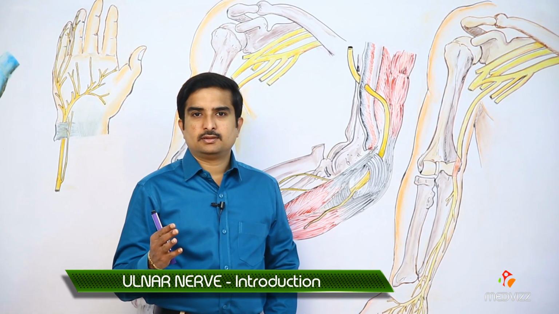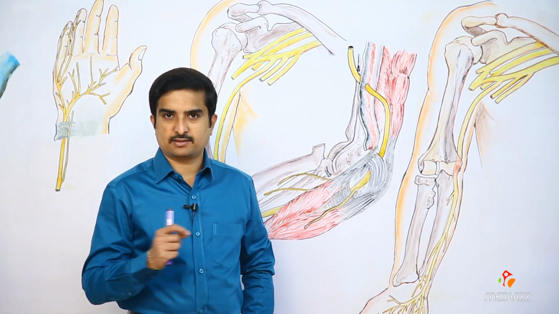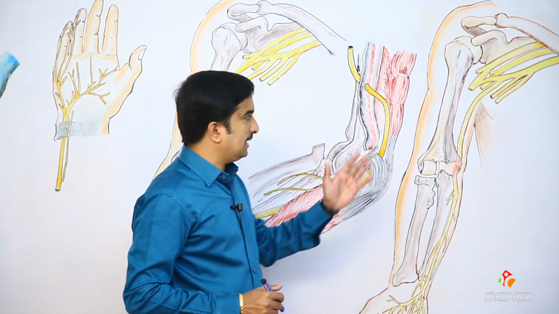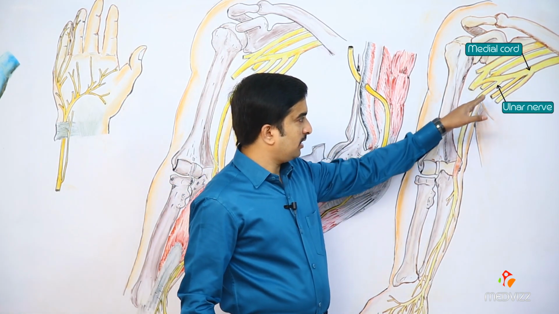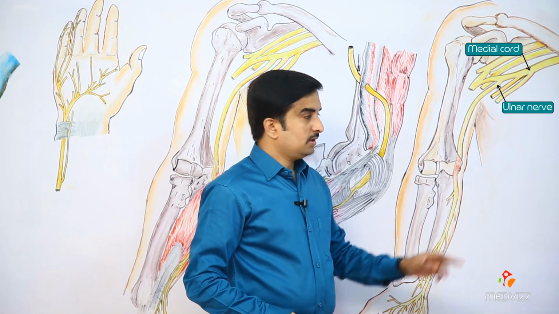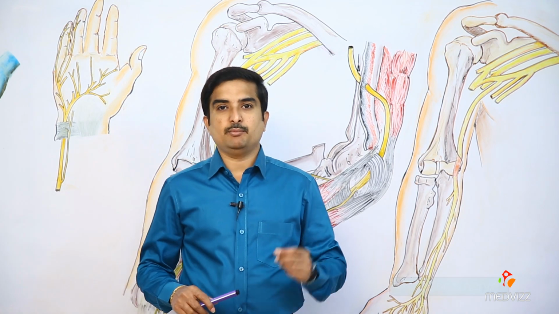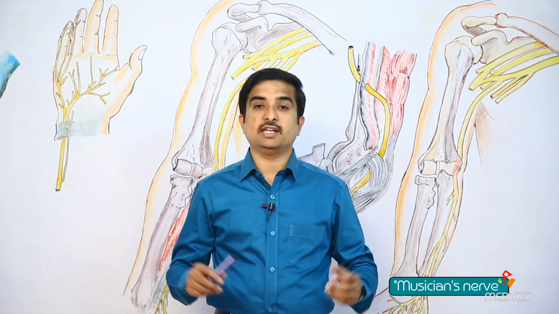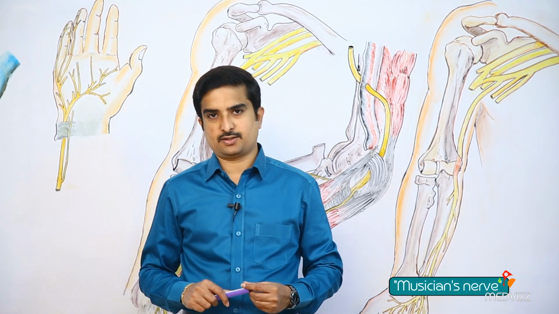Ulnar nerve is a continuation of the medial cord of the brachial plexus. So as you can see in this picture, this is the brachial plexus and the ulnar nerve is arising from the medial cord of the brachial plexus. It is also called the musician's nerve as it is involved in controlling fine movements of the fingers.